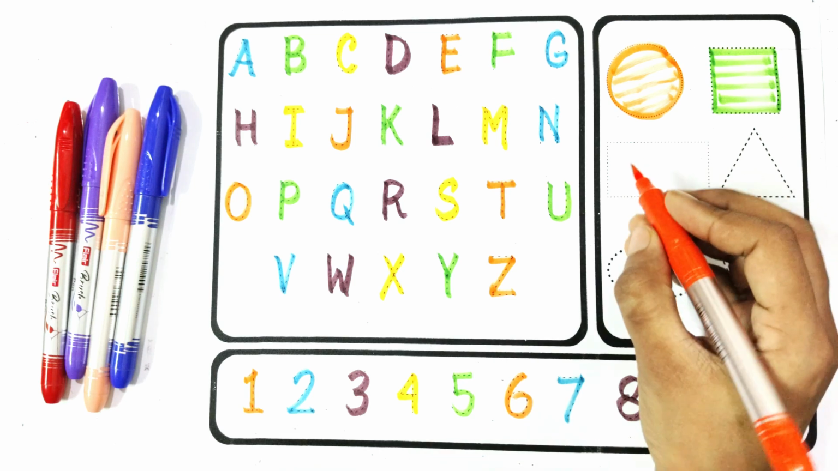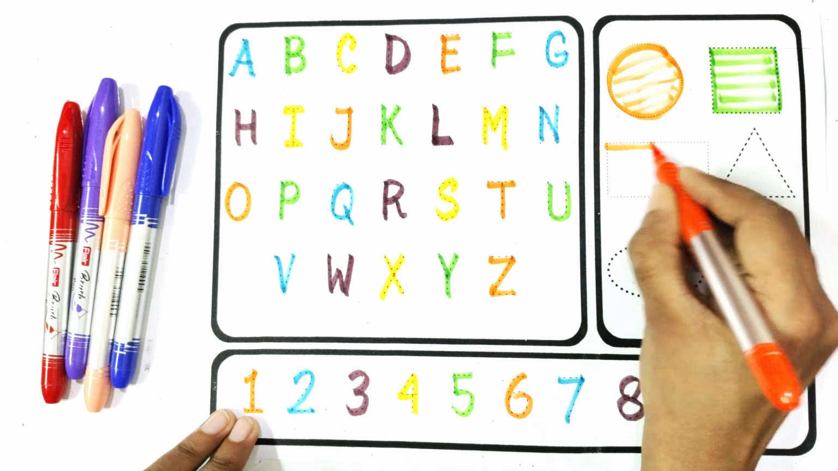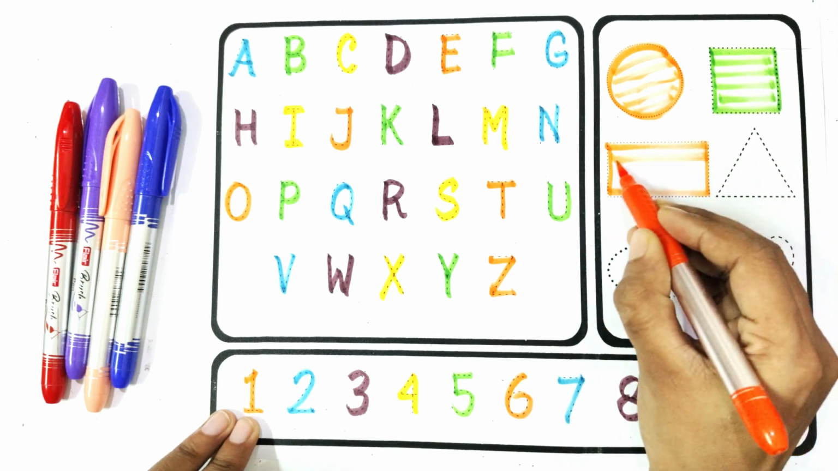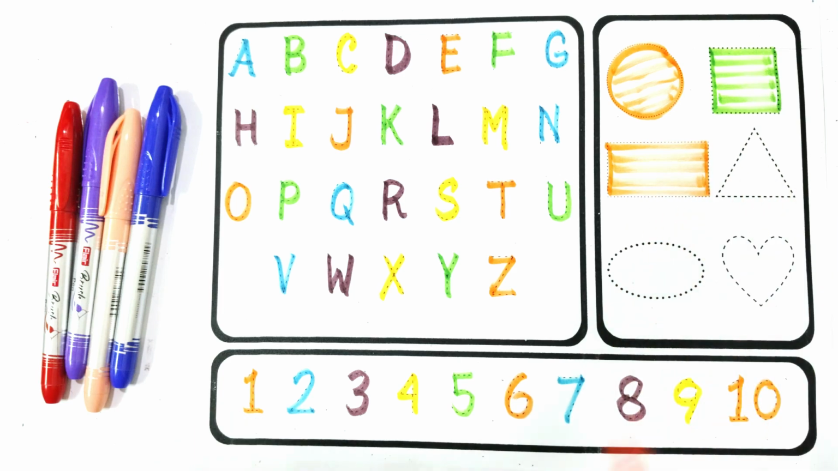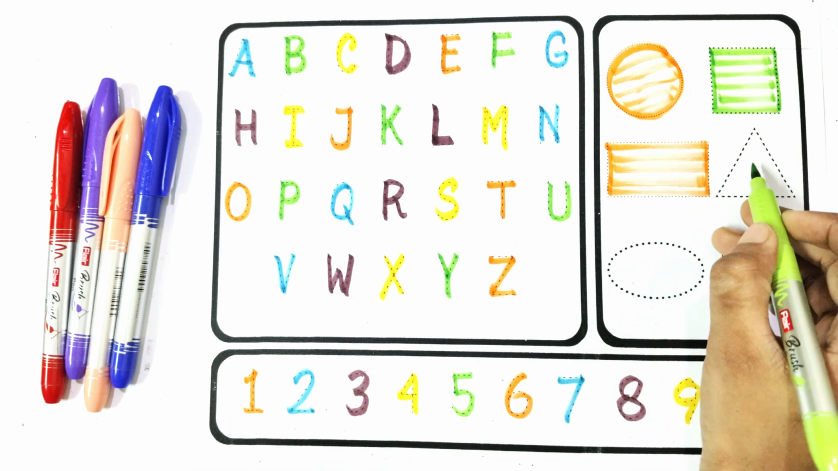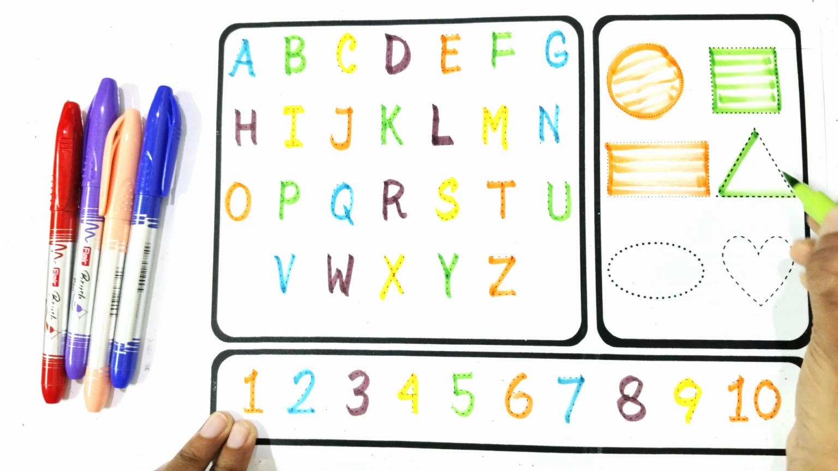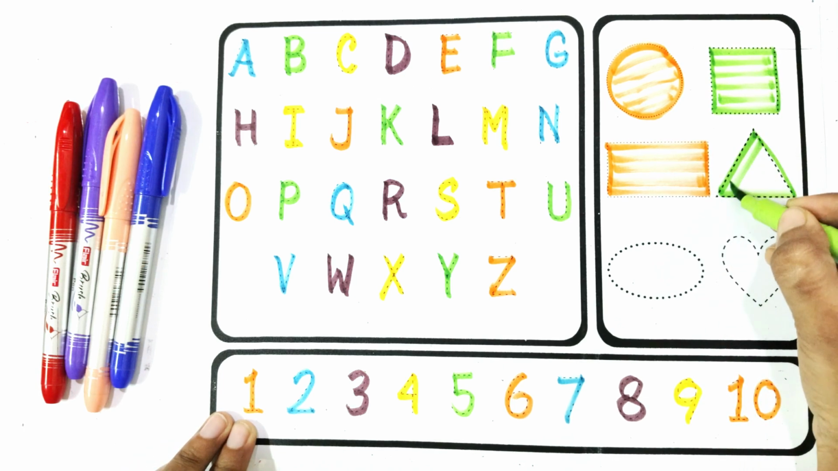Say with me shape name: rectangle. Draw with me a rectangle. Say with me the name of shape: triangle. Draw with me a triangle.